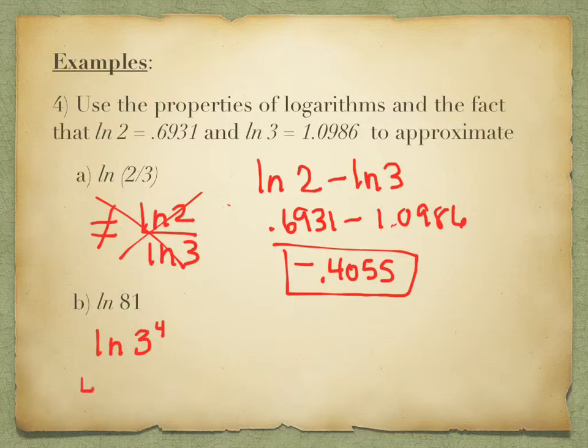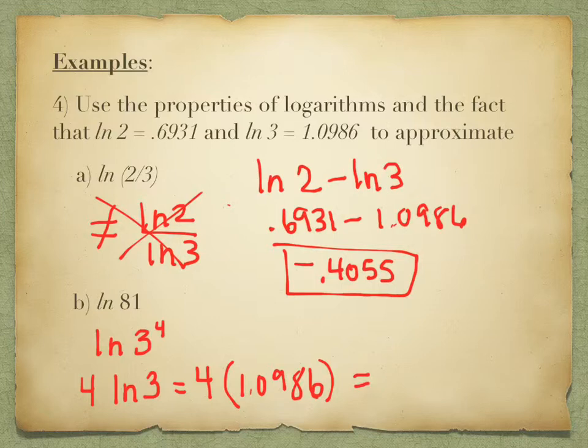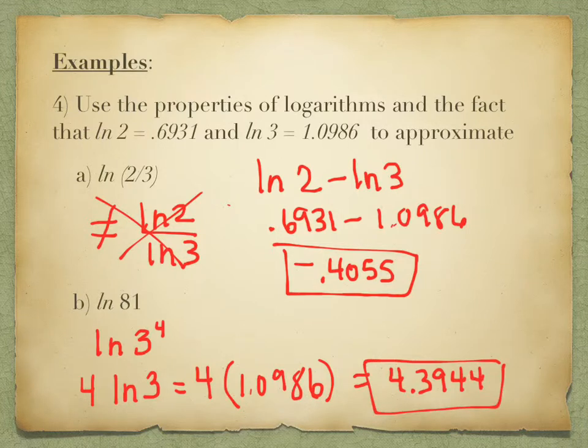You got it. So the 4 is going to come to the front. That's another property of log. So we have 4 times natural log of 3. And then what? 4 times the number given. You guys are following along well. Good. 4 times the number that was given, which was 1.0986. And if we multiply those, what do we get? 4 point something. 4.3944. Okay, did everybody get that? Excellent. All right. So far, so good?